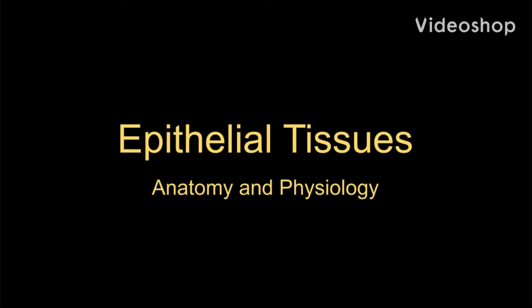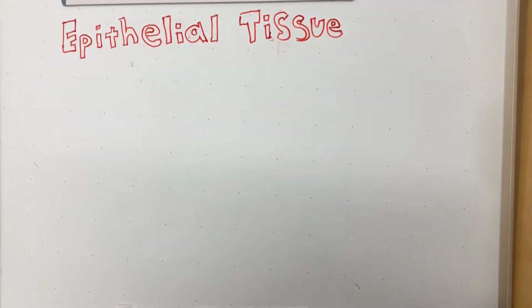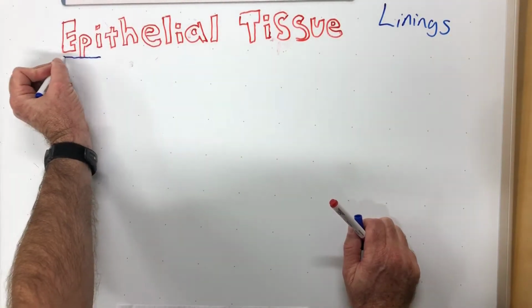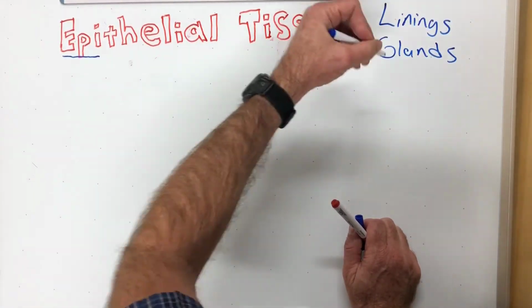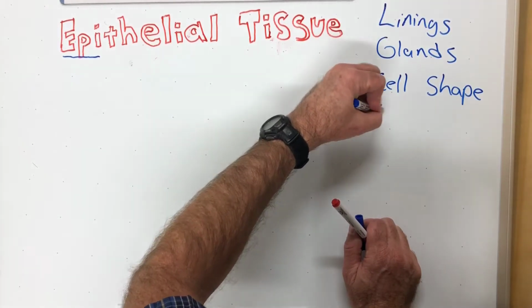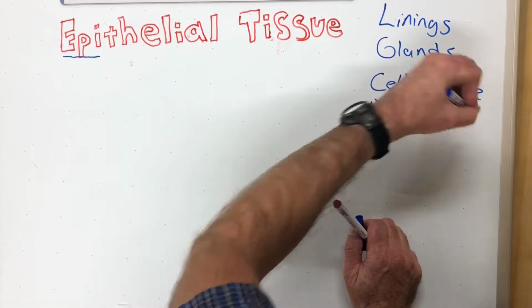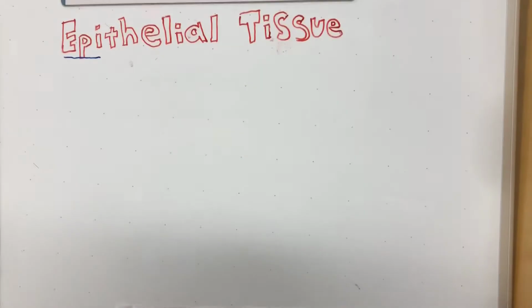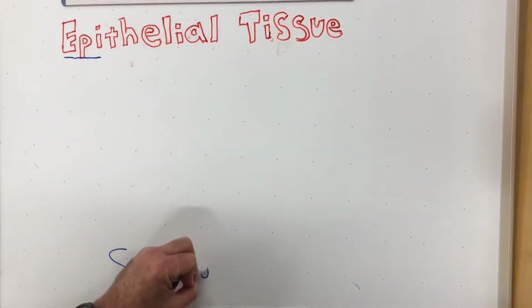Hey class, today we're going to talk about epithelial tissues. Epithelial tissues are generally just layers of cells that are either glands or protective linings. The root word is epi, which means on the surface, but epithelial tissues make up linings, they make up glands, and they're primarily determined by their cell shape and the number of layers. So if you remember some simple cell shapes and some numbers of layers, you'll be just fine.